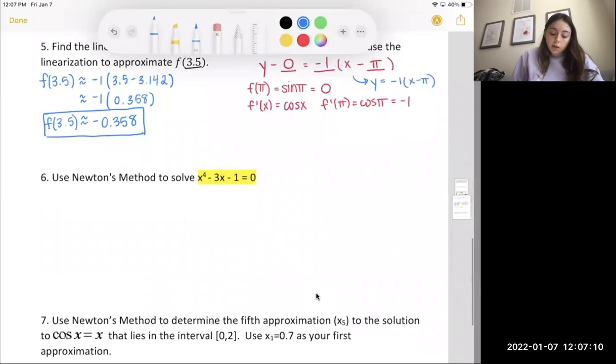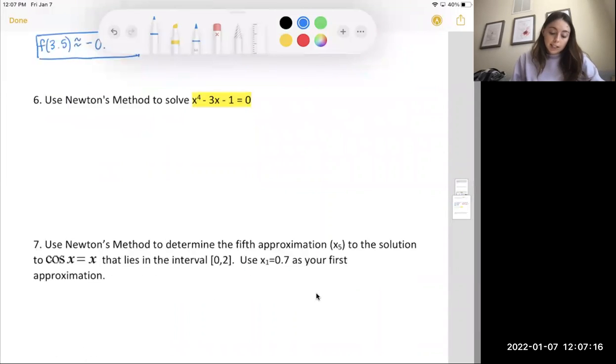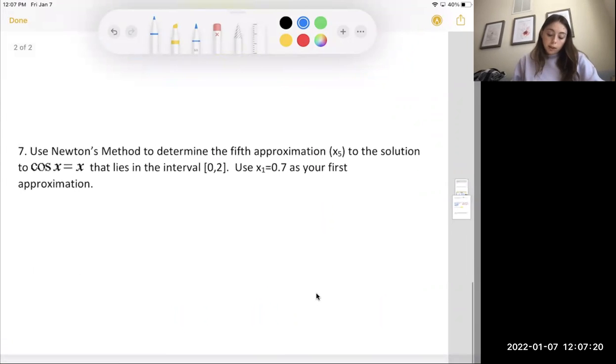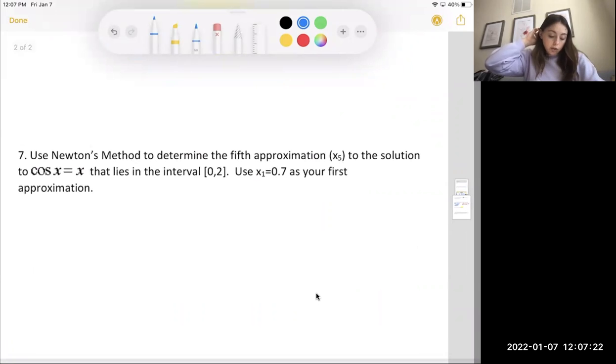All right, I'm not going to do number 6 because there's 2 zeros you have to find for number 6 and it takes a long time. I'm going to do number 7. So to use Newton's method to determine the 5th approximation to the solution of cosine x equals x that lies in the interval from 0 to 2, they've given us a first approximation of 0.7.